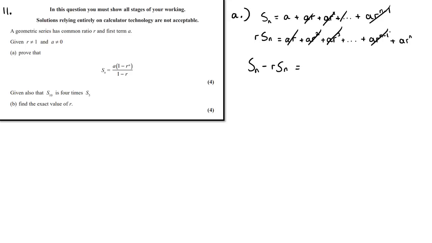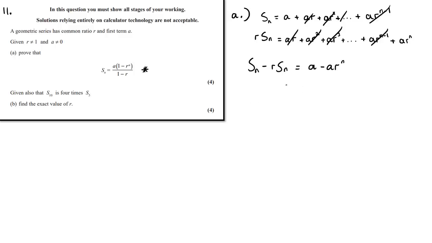And what we get left with then is just two terms here. We get left with a minus this last term here. So what we get is a minus ar to the n. Okay. Now at this point, this isn't really anything like the formula, so we need to do a bit of work to get it into the correct form.